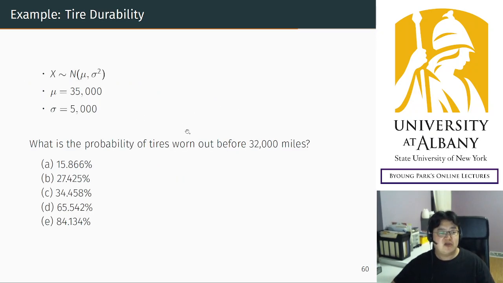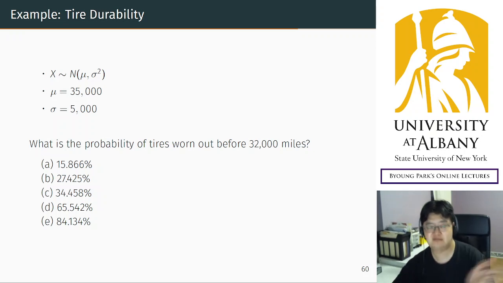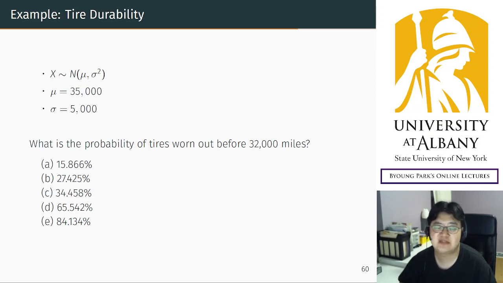Okay, then this is an exercise for you. Same parameters, same situation. We are interested in the probability that a tire wears out before 32,000 miles. So follow the same steps, standardization, and use a calculator or Excel or table, whatever you have. Then you will get the probability. Try this question, and I will give you the answer in the next video. See you there.